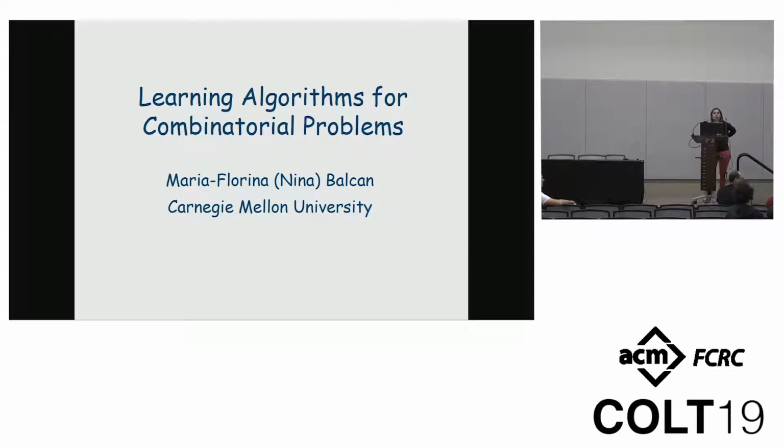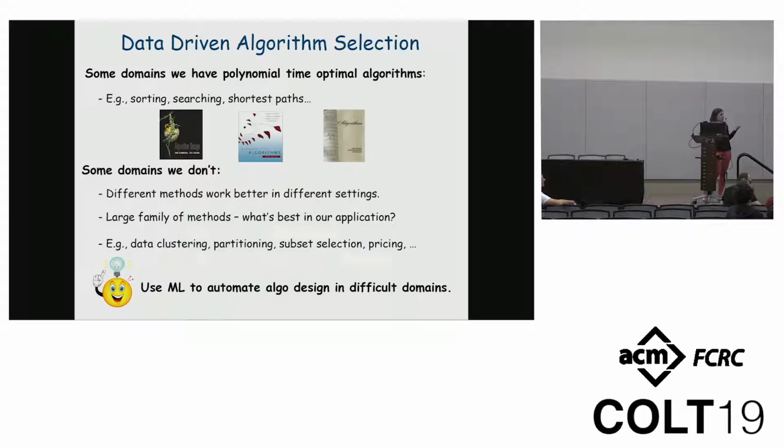Algorithm design. Okay, so let's think about combinatorial problems. As you probably all know, there are certain types of problems like sorting and shortest paths for which we have optimal polynomial time algorithms. That means polynomial time algorithms are guaranteed to output the optimal solution in polynomial time, even on worst case instances. Okay, so some problems are easy.